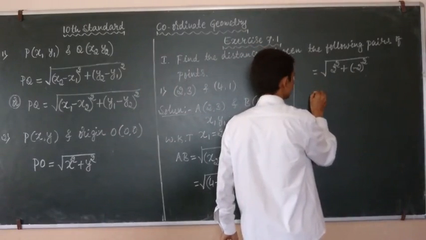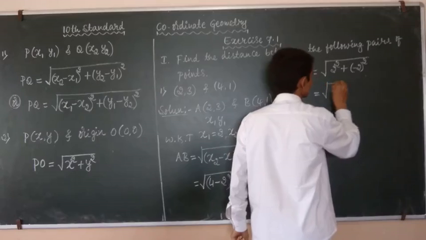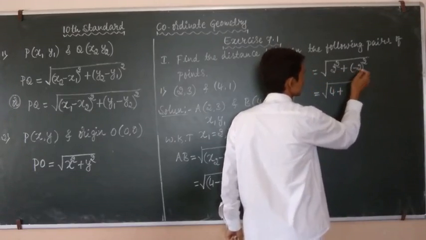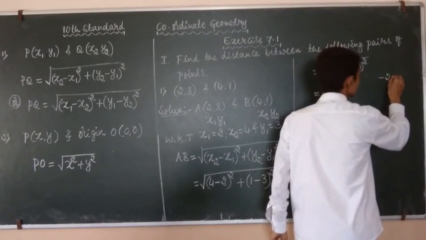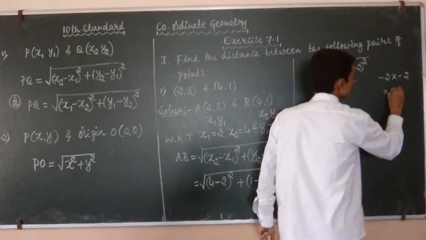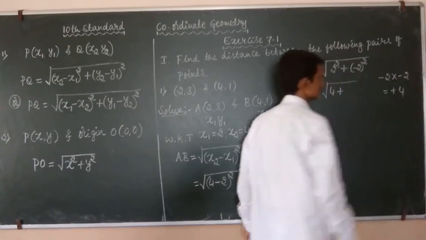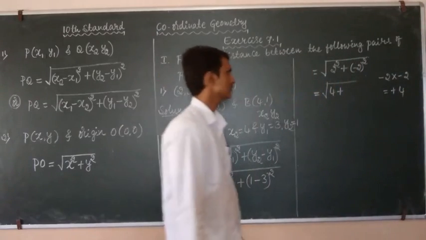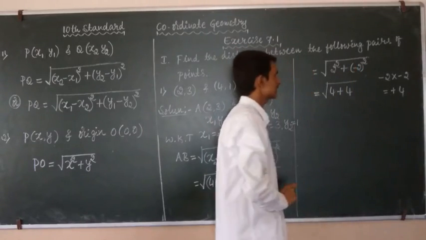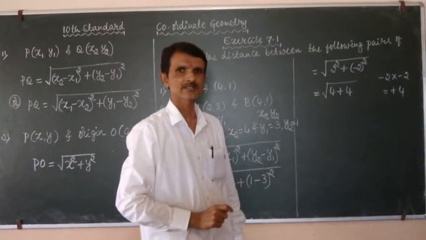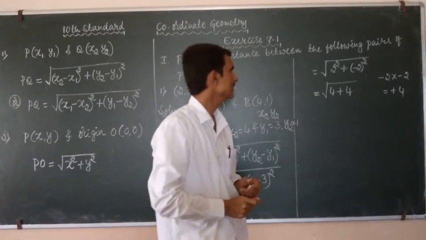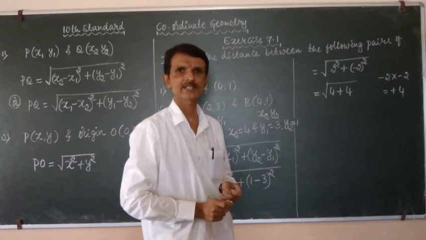Now simplify. 2 2s are 4, plus, observe here, minus 2 into minus 2. Minus into minus will be plus. 2 2s are 4. Therefore the value of minus 2 whole square is 4. When you are multiplying or dividing, the sign is very important.